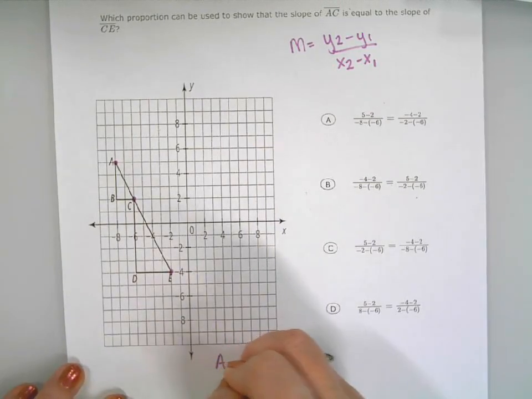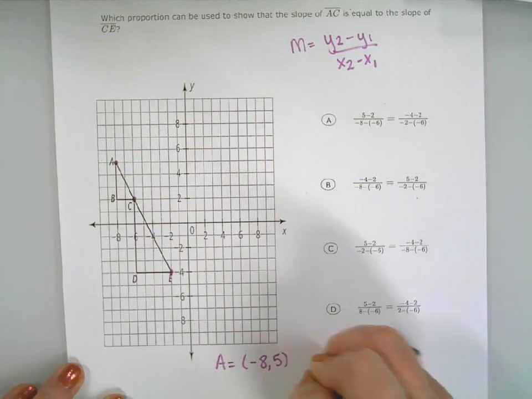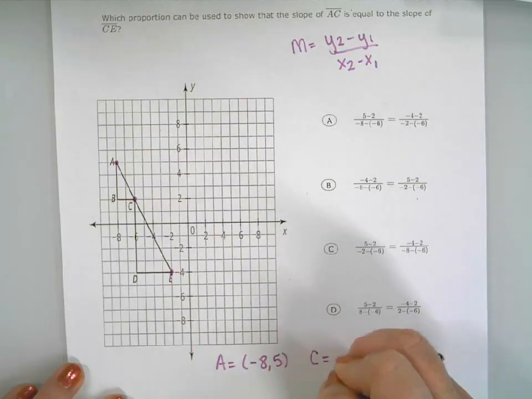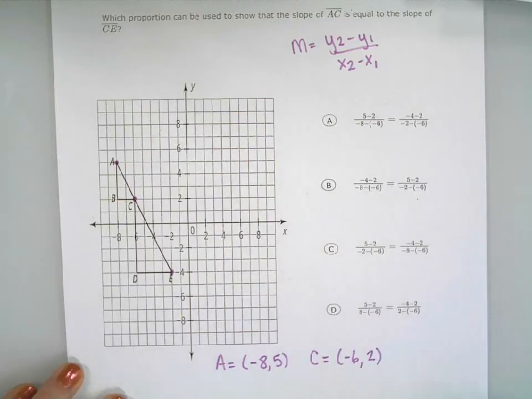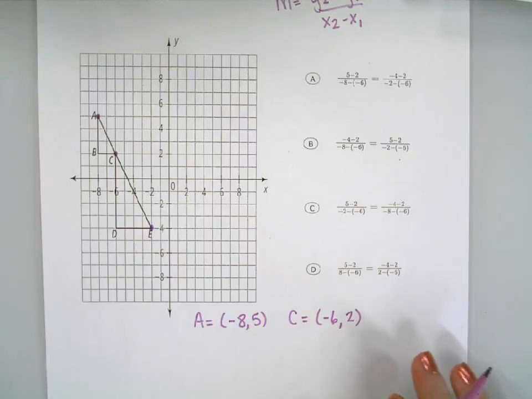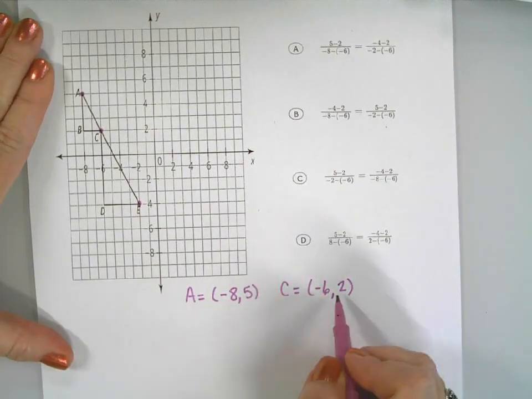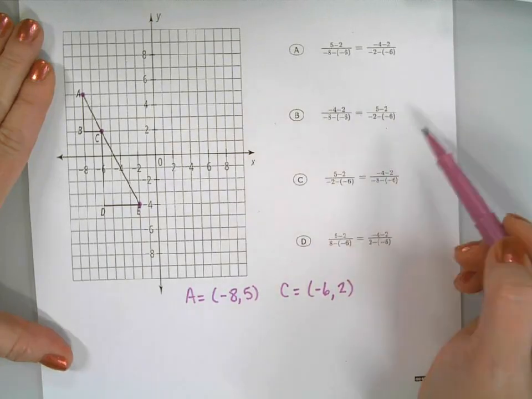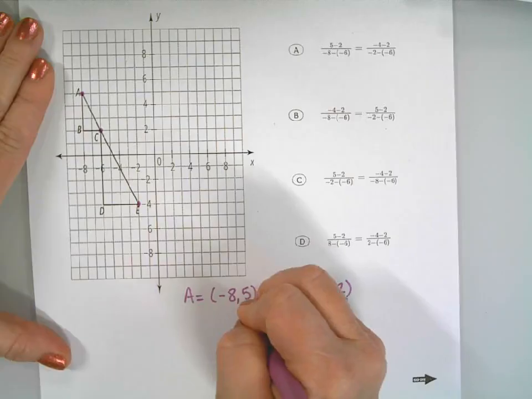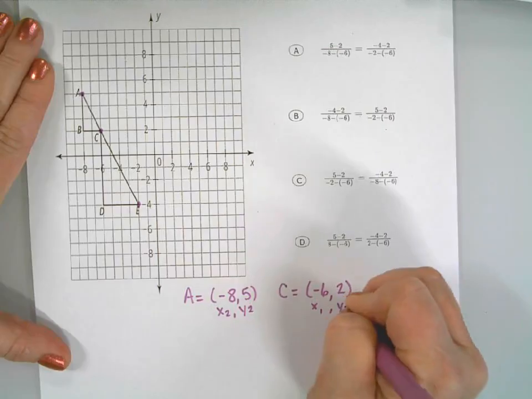So point A is located at -8, 5. Point C is located at -6, 2. So my first line I'm going to compare or put into the slope formula would be the points for A and C. I don't know which order they put it in until I started looking at the answer choices, and I noticed that most of them started with a 5. So they're using this as their y2, x2, and then this one is their x1, y1.